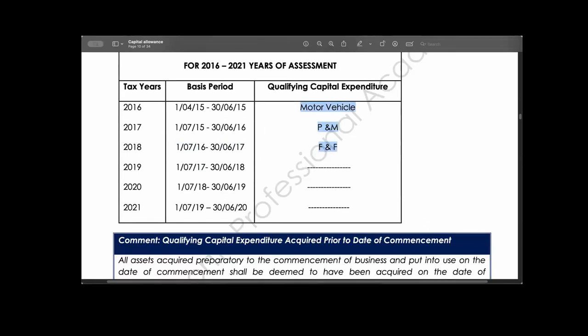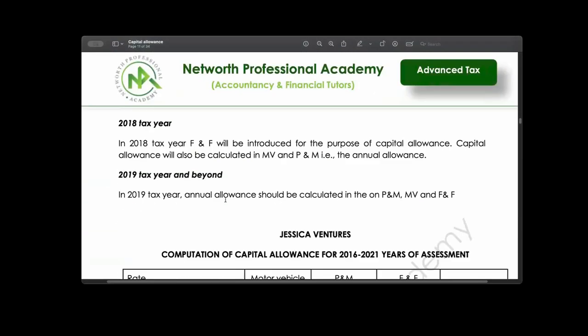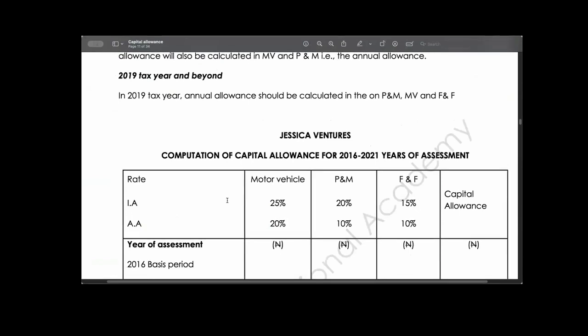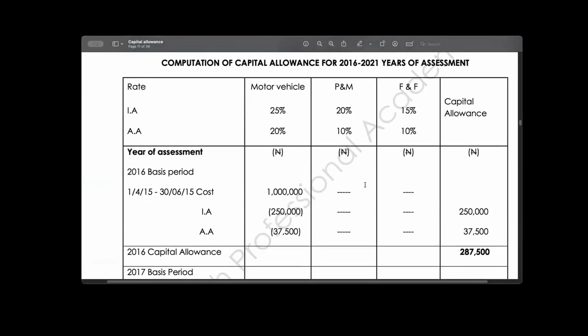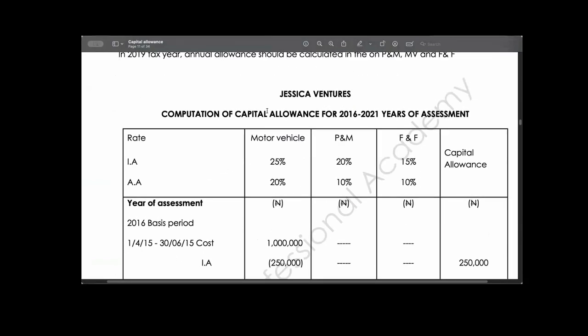Now, having allocated the asset to the relevant years, we will now move forward to the next thing that we need to do, which is a computation of our capital allowance. Because this person is an individual, then we are going to use individual rates in calculating our annual allowance and initial allowance. You remember? So the first thing that you need to do, the examiner said we should complete the capital allowance for 2016 to 2021 year of assessment. So this is what I will do. I will write the rates, initial allowance and annual allowance.